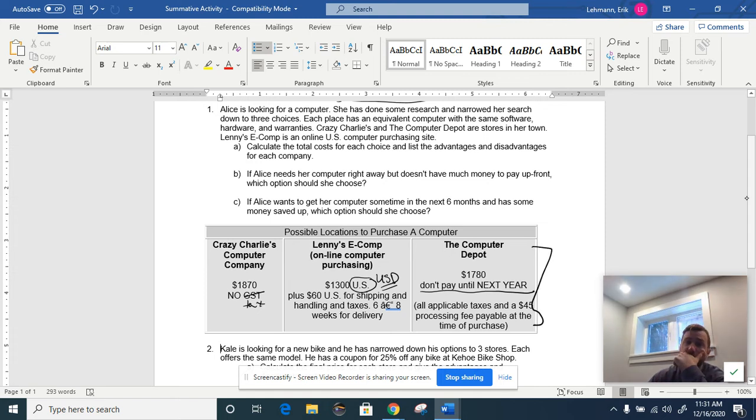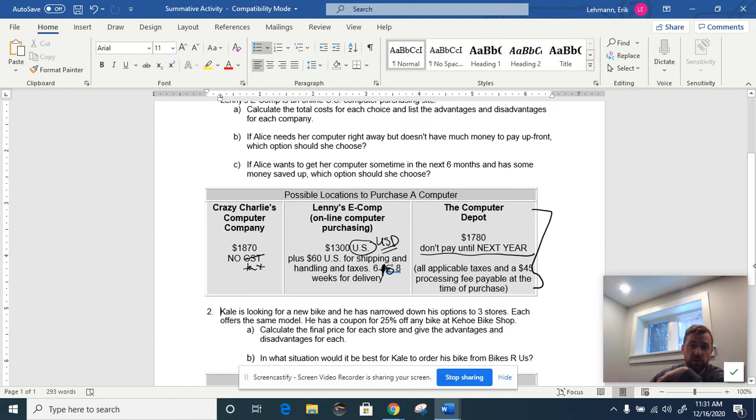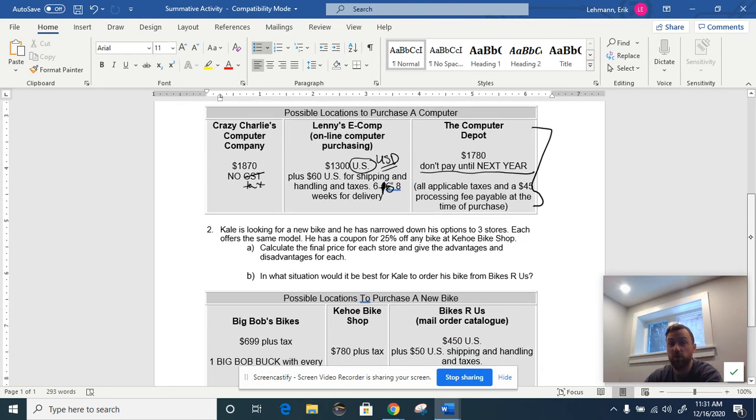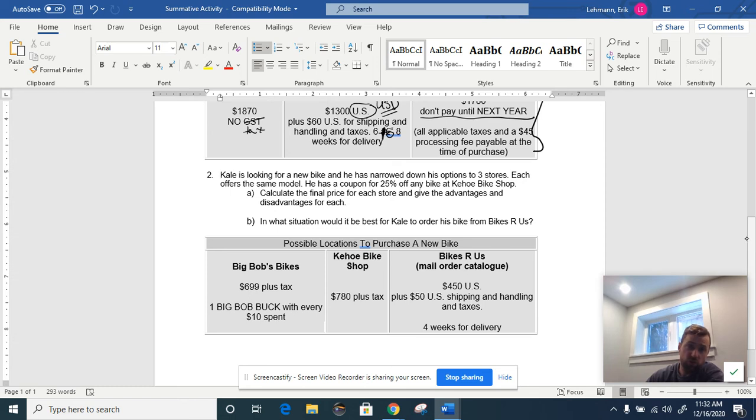Okay. Alice wants to get her computer sometime in the next 6 months. Now, this, I'm not sure what's gone on here. I wanted to go through this with you in case it opens weird like it did on my computer. This one from Lenny is going to take 6 to 8 weeks for delivery. Just so you know, that could be 2 months. If you're like me and you have the money to get something new, like for your new computer, would you want to wait 2 months? Probably not.